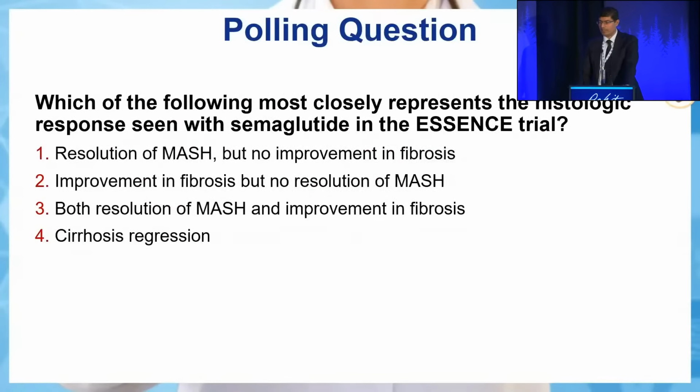Which of the following most closely represents the histologic response seen with semaglutide in the ESSENCE trial in the phase 3 results that were recently presented at AASLD? Number 1, resolution of MASH, but no improvement in fibrosis. Number 2, improvement in fibrosis, but no resolution of MASH. Number 3, both resolution of MASH and improvement in fibrosis. And number 4, cirrhosis regression. Please vote.